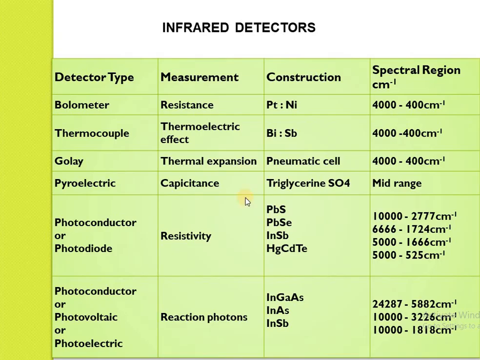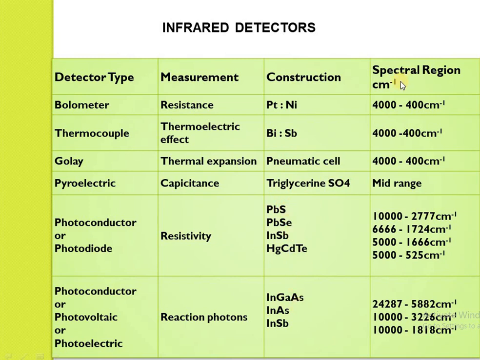Next are infrared detectors. The different detectors are bolometer, thermocouple, Golay, pyroelectric, photoconductor, photovoltaic, and photoelectric. These types of detectors can be used, and they measure resistance, thermoelectric effect, thermal expansion, capacitance, resistivity, and reaction to photons. They are made of platinum and nickel, bismuth and antimony, pneumatic cell, triglycine sulfate, lead sulfide, and so on.